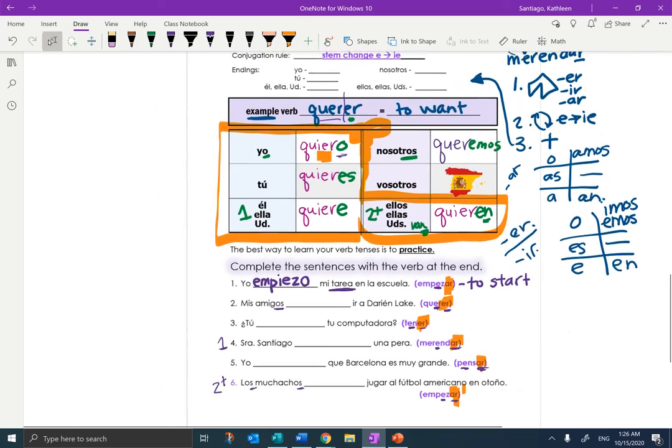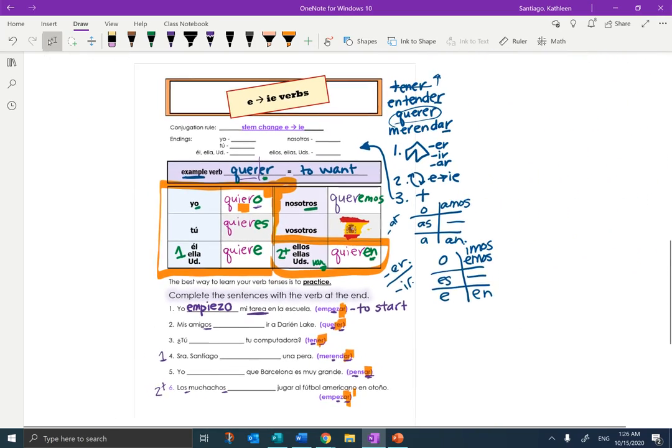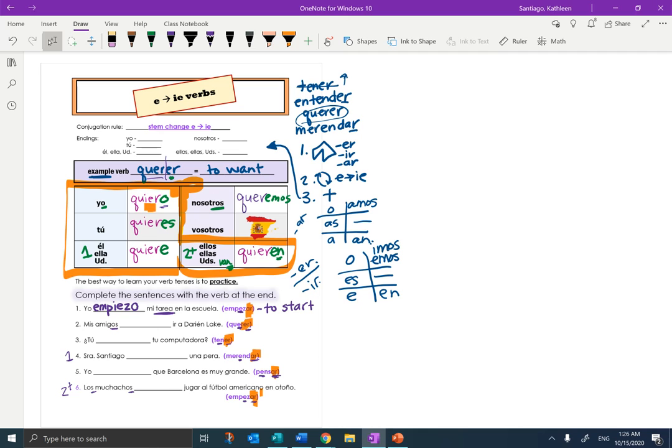If you have any questions about how to complete this page, please make sure that you communicate with me. We can either talk face-to-face or you can give me an email shout out.